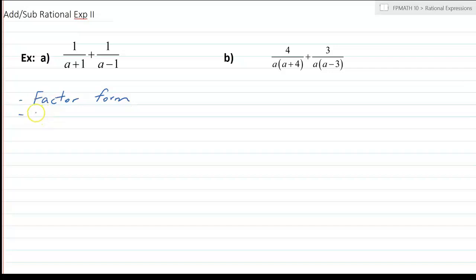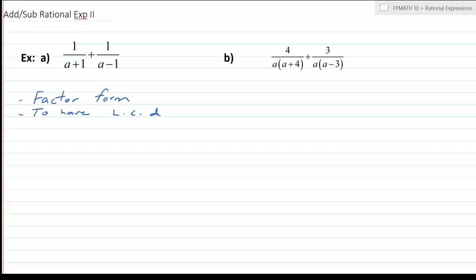You must have an LCD because there are rational expressions. The only way you can add or subtract rational expressions is that they must have the lowest common denominator, the same denominator.